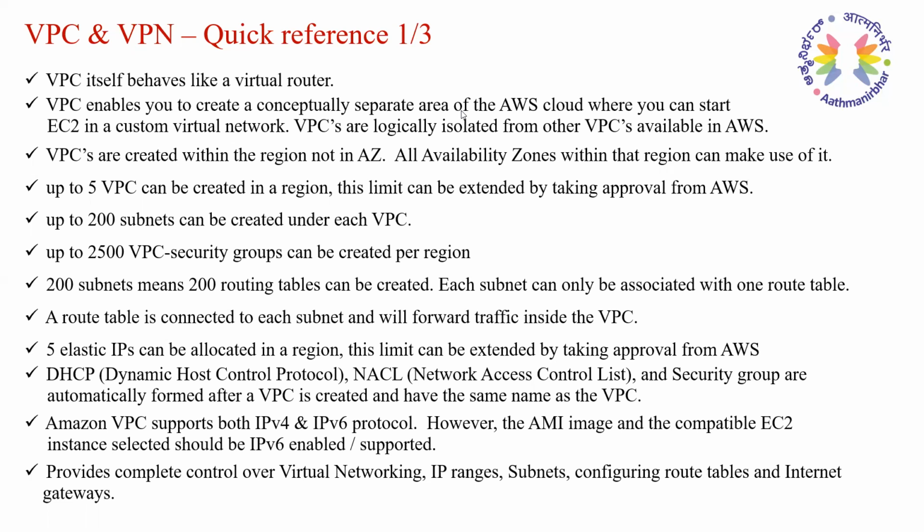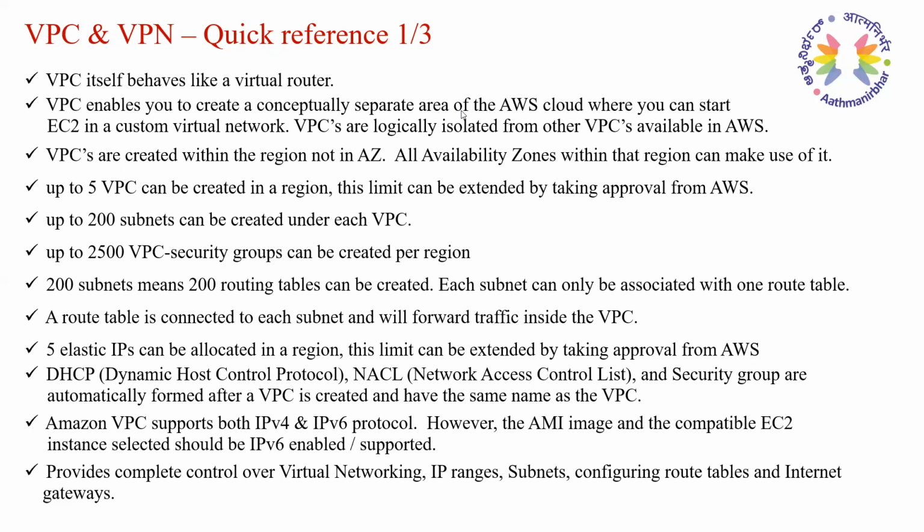Up to 5 virtual private clouds, VPCs, can be created in a region. That is the limit. If you need more, you can take special approval permission from AWS. Up to 200 subnets can be created under each VPC. Up to 2,500 VPC security groups can be created in a region. What is a security group? You know that RDP uses port number 3389, port number 22 for SSH, port number 80 for HTTP. These are the things. Up to 2,500 security groups can be created.